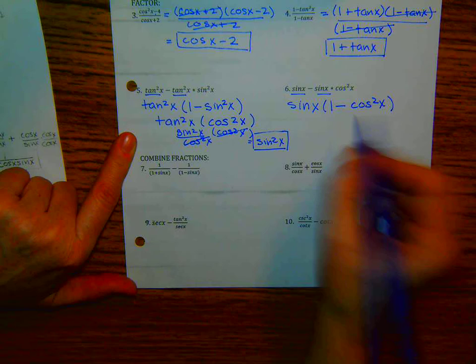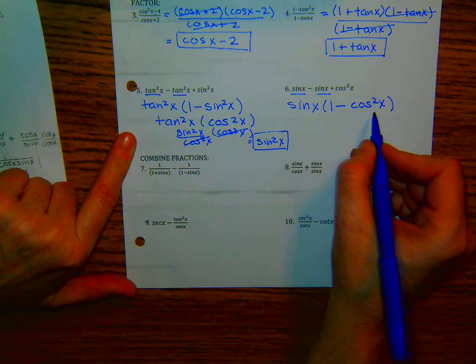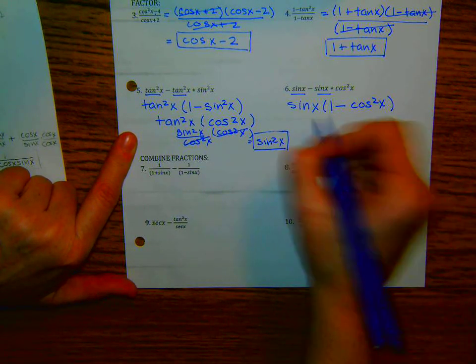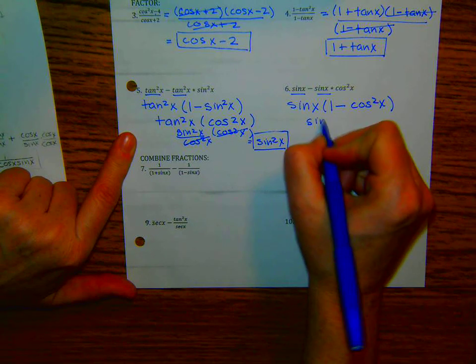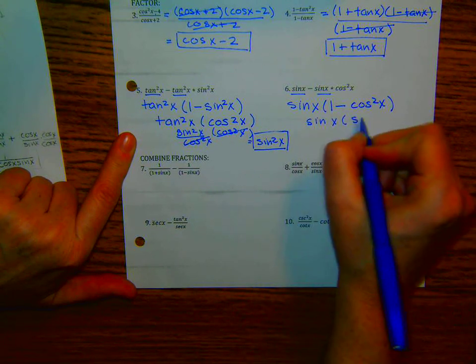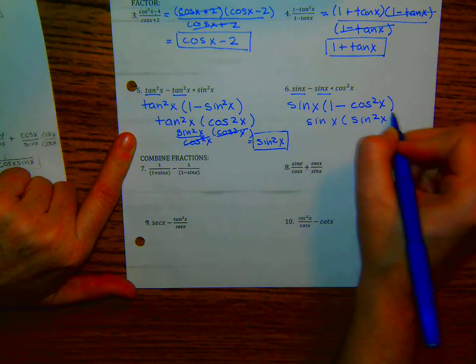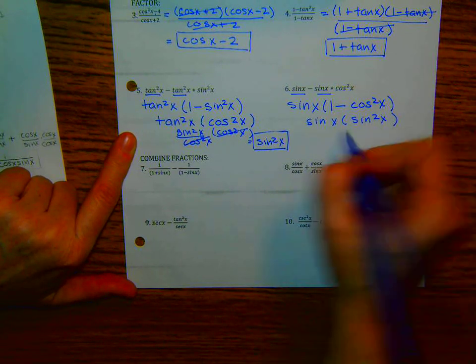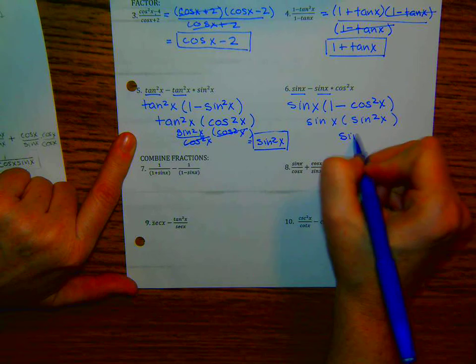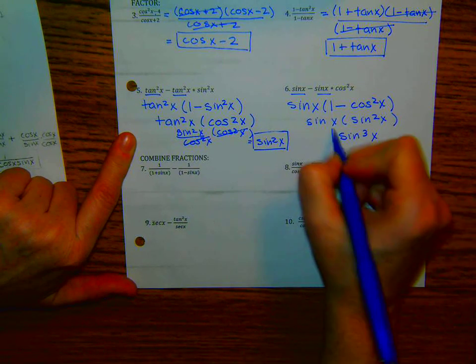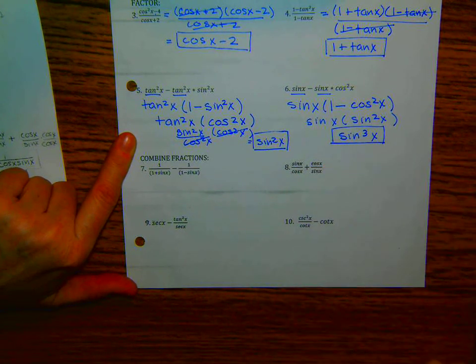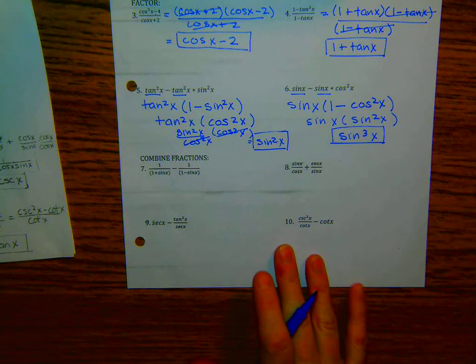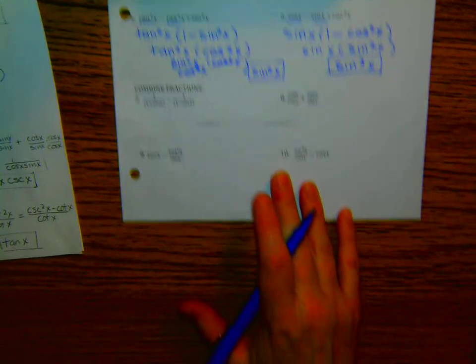Okay, what is 1 minus the cosine squared? Well, from Pythagorean identities, that is sine of x times sine squared of x. Okay, so I can simplify this one step further, right? I can multiply those together to get sine cubed of x. So that's what can happen when we factor.